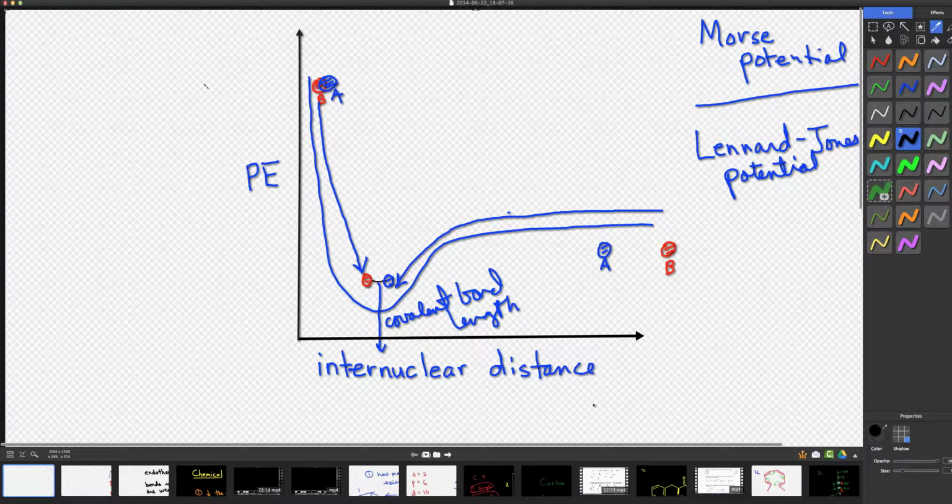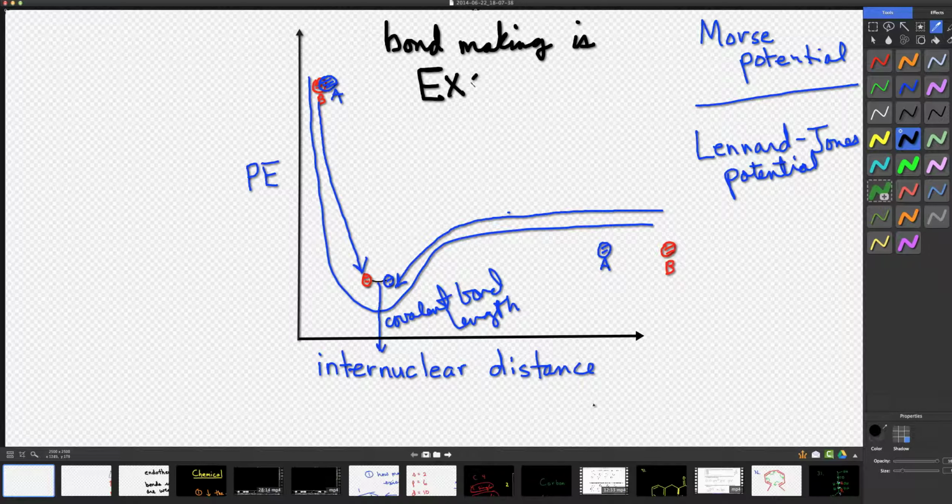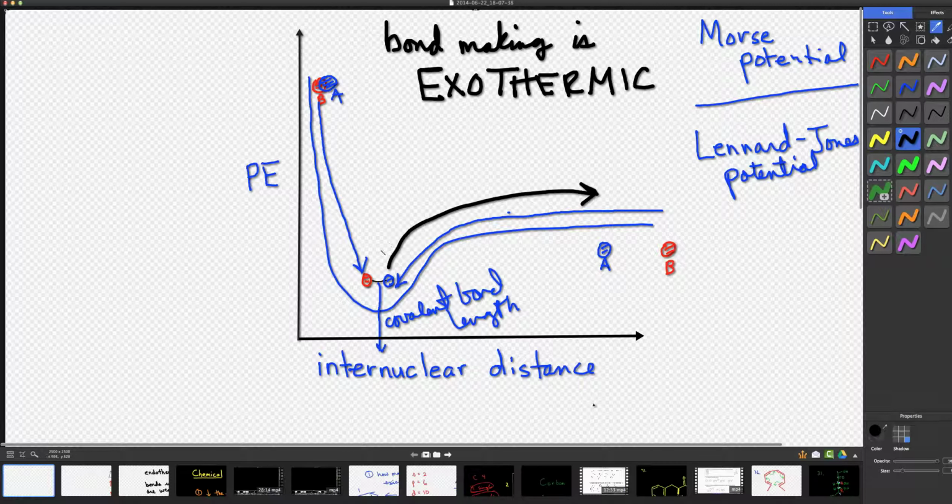So here's the take-home message. Bond making is exothermic. Always, always, say it with me, always. Bond making is exothermic. If I break this bond, if I move them infinitely far apart or infinitely close together, the energy increases in this system.